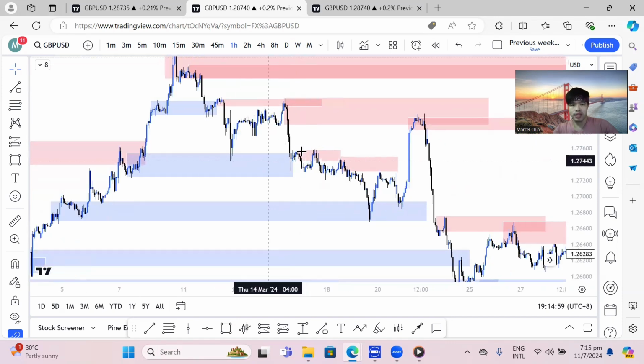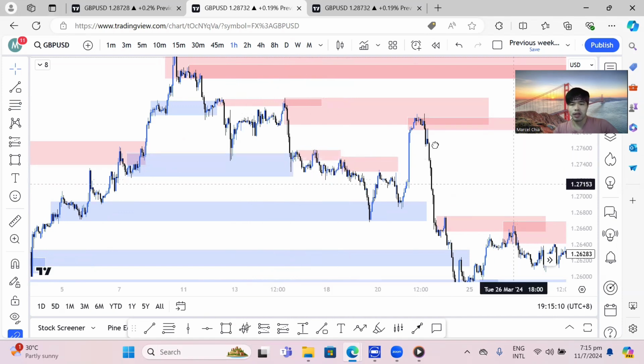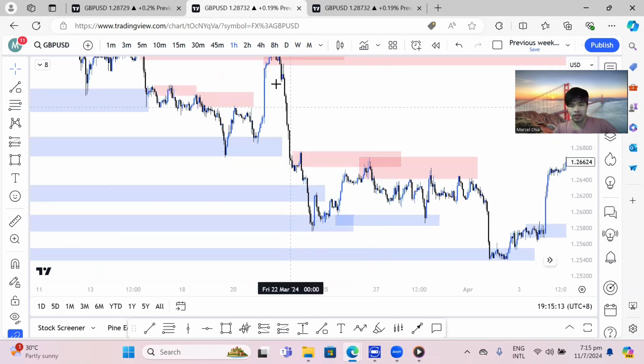Another POI that is deemed good enough is from this level here, because structure has broken here and here, and supply is getting respected here as well. Likewise, after this break of structure, supply got respected here, one, two, and three, and so on.